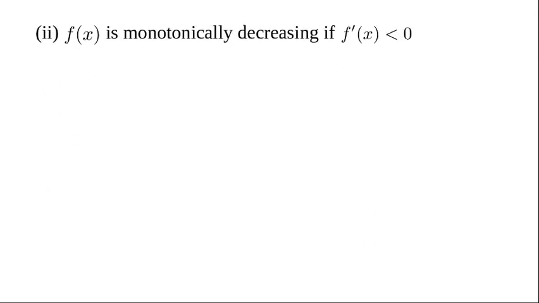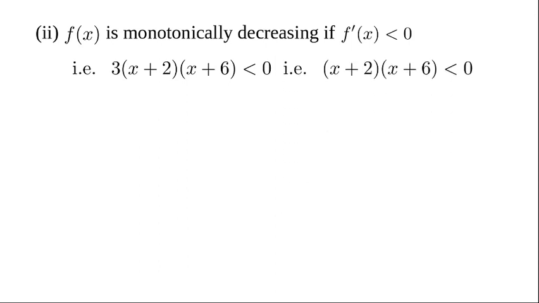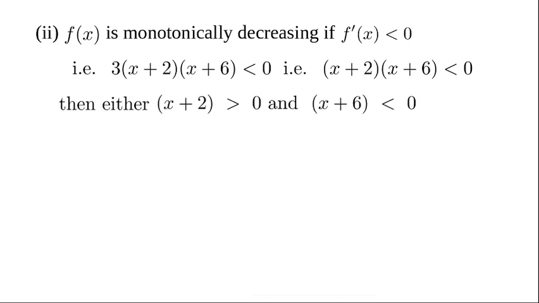Next is f of x monotonically decreasing. Monotonically decreasing means f dash of x is negative. So that is 3 times x plus 2 into x plus 6 is negative. Again, that is x plus 2 into x plus 6 is negative. Here also we come across two cases. Either x plus 2 greater than 0 and x plus 6 less than 0, that means one factor is positive and another factor is negative, or x plus 2 is negative and x plus 6 is positive.